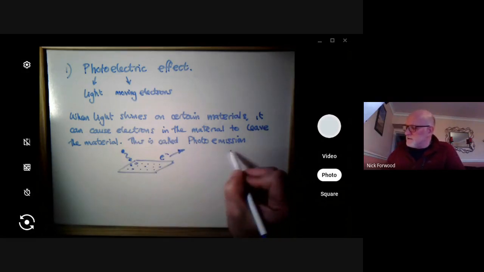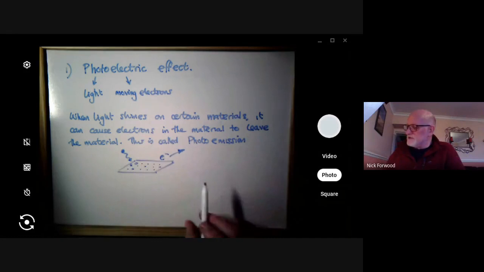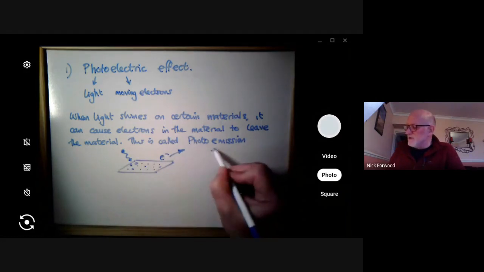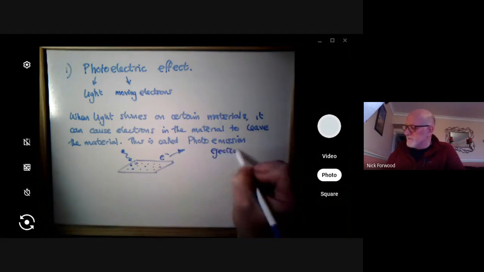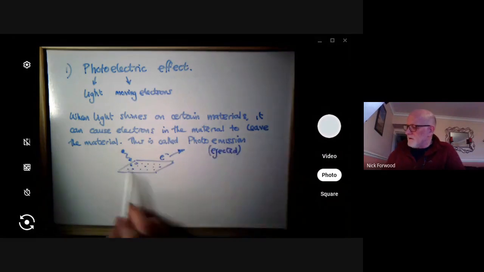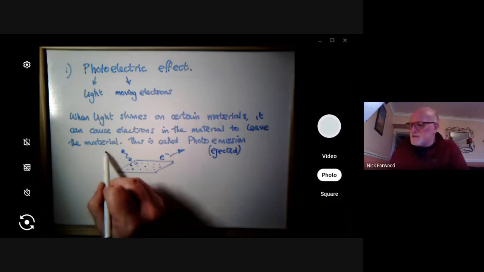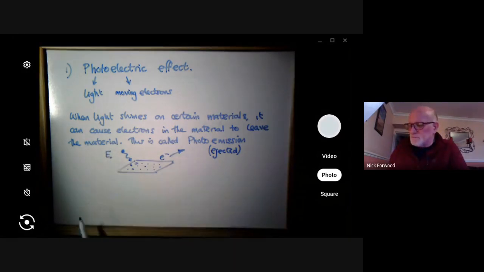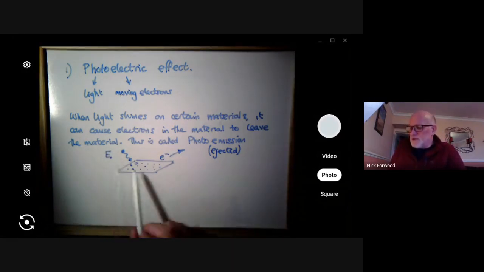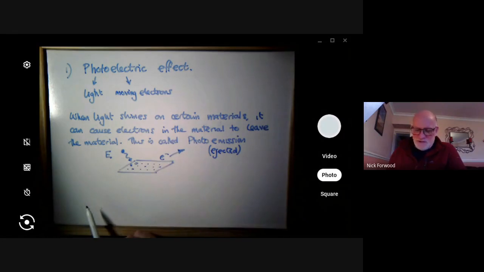Photo emission means they actually leave the material. They're emitted or ejected from the metal, not just moving around inside the metal. Okay, so how does that happen? Well, the incoming light carries some amount of energy. And what you need is enough energy to actually break an electron out from its atom and cause it to leave. And that's the whole idea of this here.